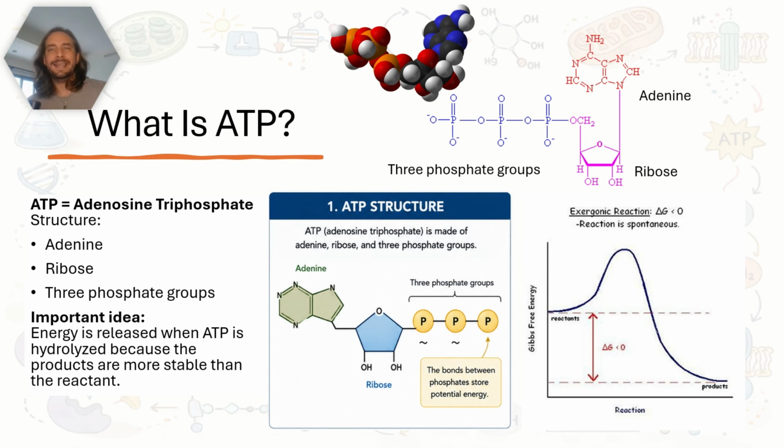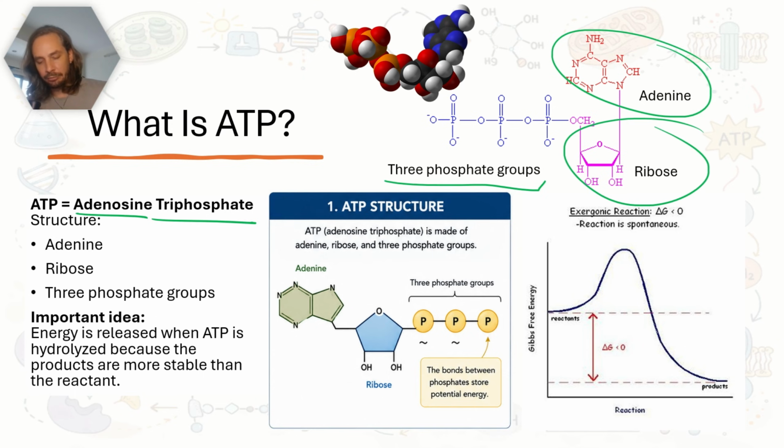So what is ATP? Okay, ATP is adenosine triphosphate. It has an adenine group, a ribose group, and it has 3 phosphate groups. Okay, 1, 2, and 3. Now, the important idea here is that when this is hydrolyzed, meaning like when I remove this last phosphate group, okay, the products become more stable.